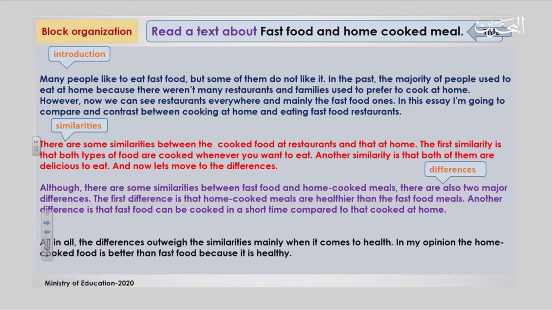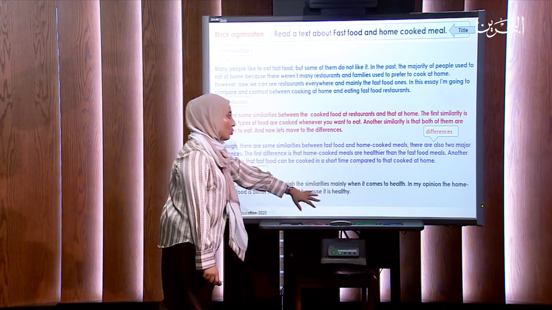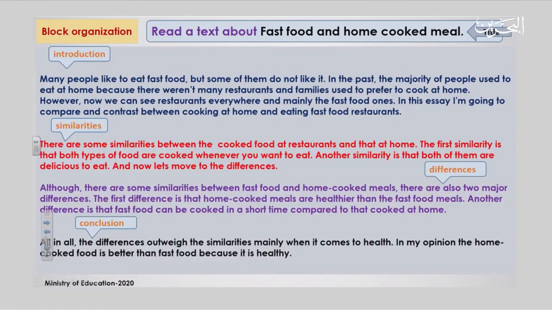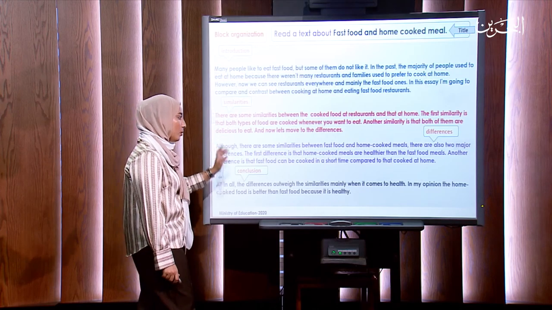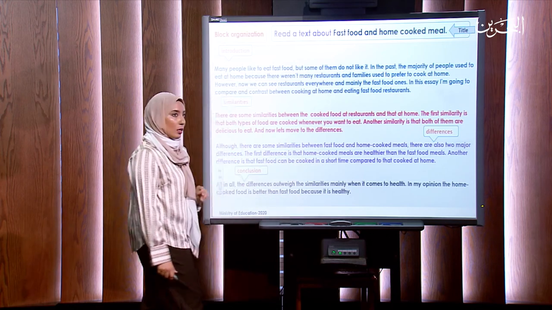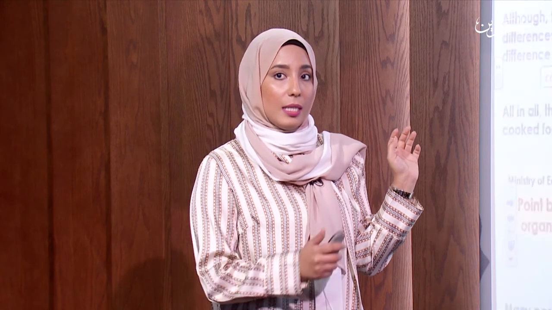In my opinion, the home cooked food is better than fast food because it's healthy. Conclusion, and I also stated my opinion. So I summarized what the whole topic or the whole paragraph or the whole essay is about, and I added my opinion to it. Now this method is the blocked organization method. Let's see the other method.